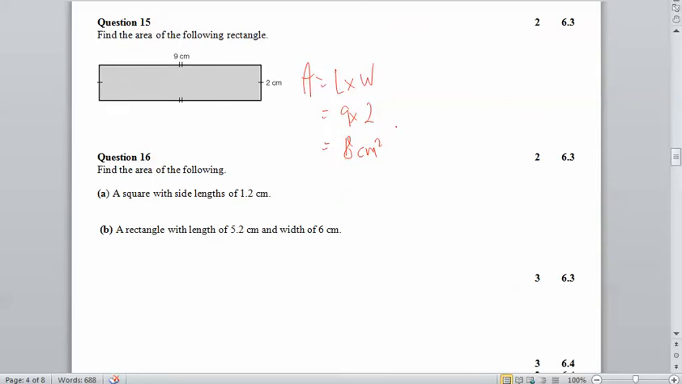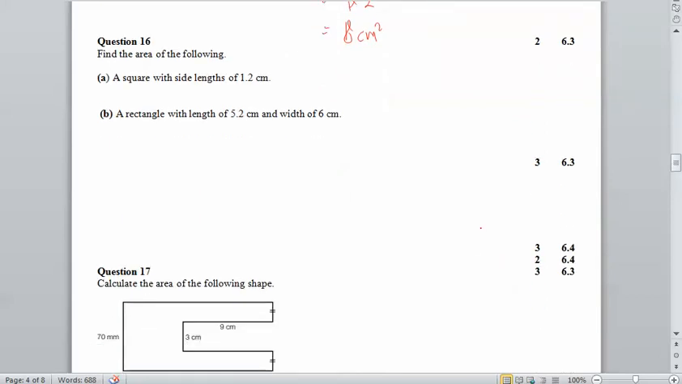Good. And the area of the following, a square with a side length 1.2 centimetres. Well, that's just the area of length times width. But the length and the width are the same. So it's 1.2 centimetres by 1.2 centimetres. What's that work out to be? 1.44 centimetres squared. Very well done, David.